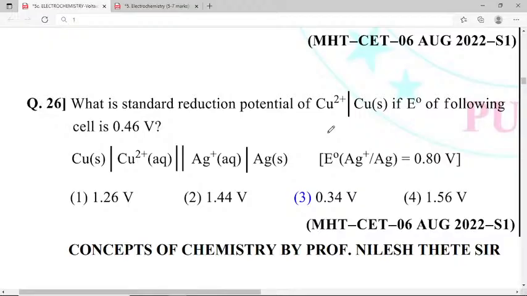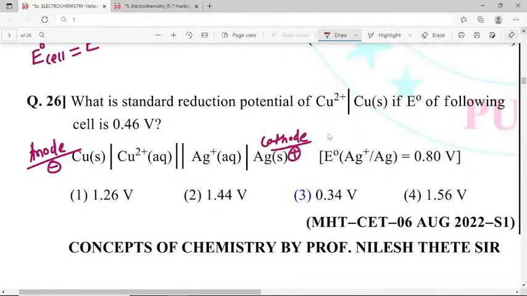What is the standard reduction potential if E naught of the following cell is given? E naught of silver is also given, and we have to calculate copper and E naught cell. So this is the anode, negative, and this is the cathode, positive. So E naught cell is equal to E naught cathode. So what is the cathode here?